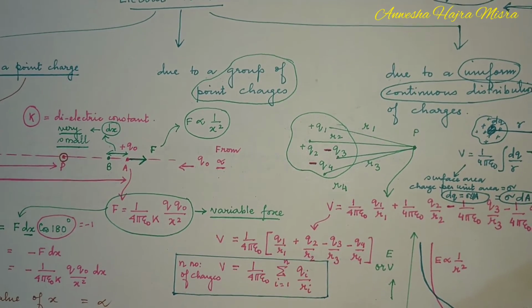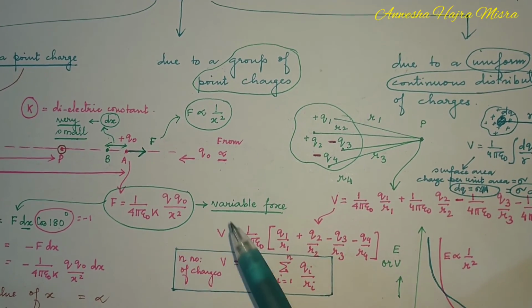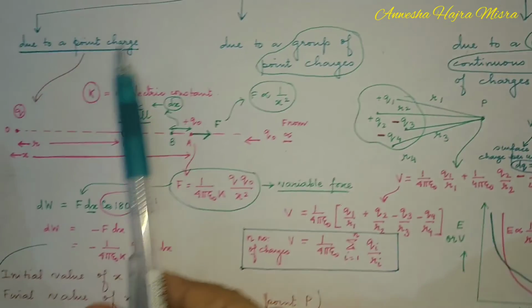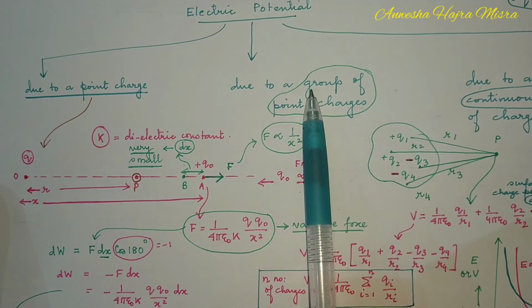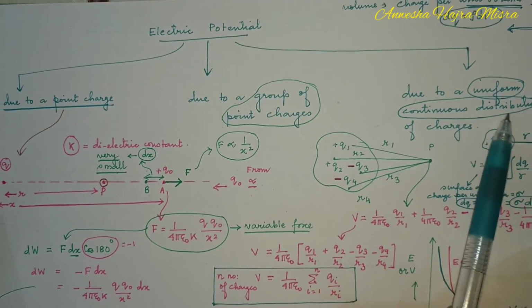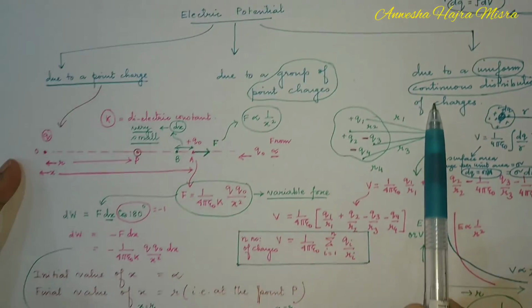So once again, let us recap what we have studied. Electric potential you can find out due to a point charge, due to a group of charges, due to a uniform continuous distribution of charge.